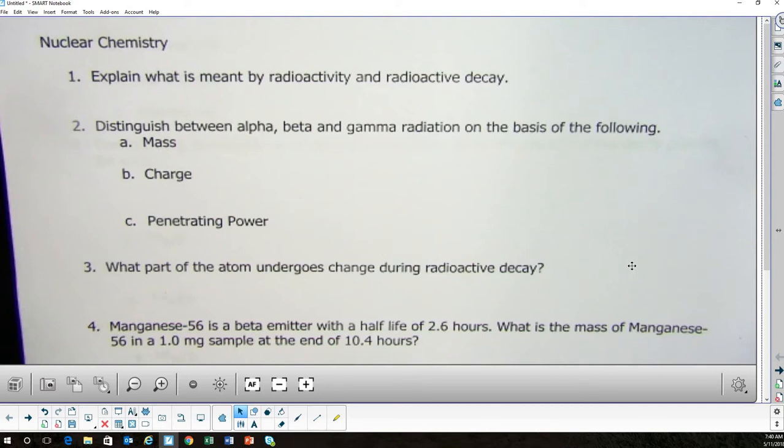How would you define them? We've been working with it for a while now, over a month almost. How would you define them? What is radioactivity?